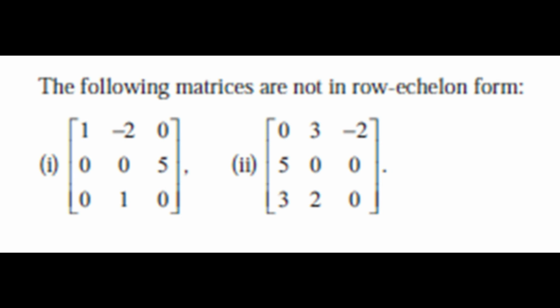Consider the second one. In this matrix, the first non-zero entry in the second row occurs in the first column and it is on the left of the first non-zero entry in the first row, which occurs in the second column. So the matrix is not in row echelon form.